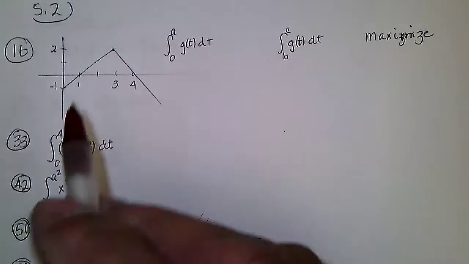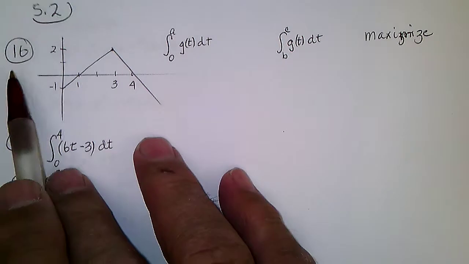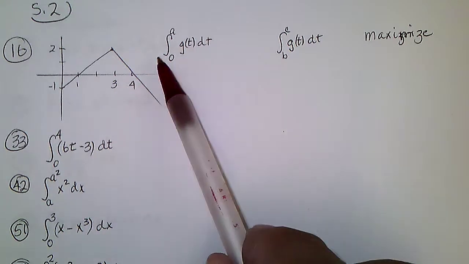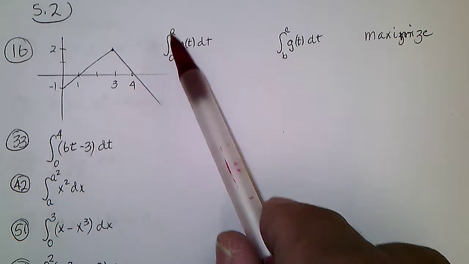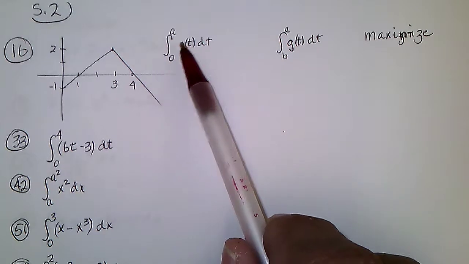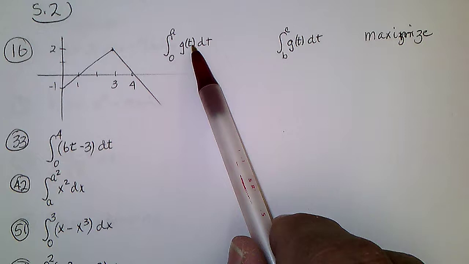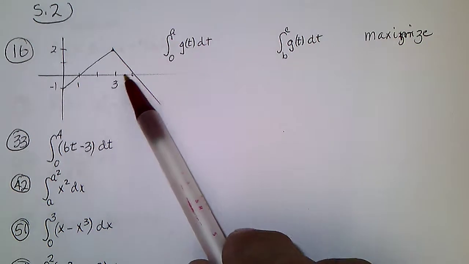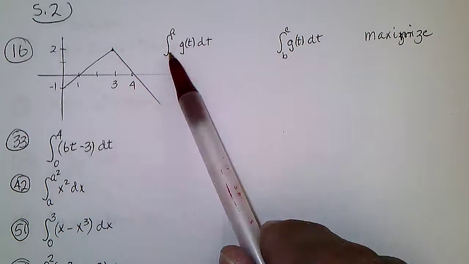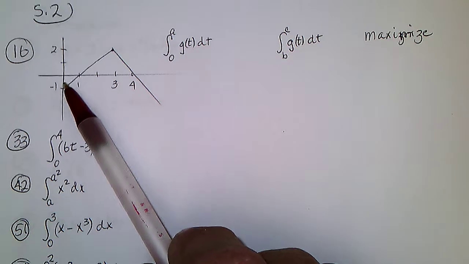Okay, this is 5.2. 16 was the first one that some students had trouble with. We're supposed to maximize this integral, find a so that it is. So this says find the area between this graph and the x-axis. Well, the area here is below the x-axis if we start at 0, and it's negative.